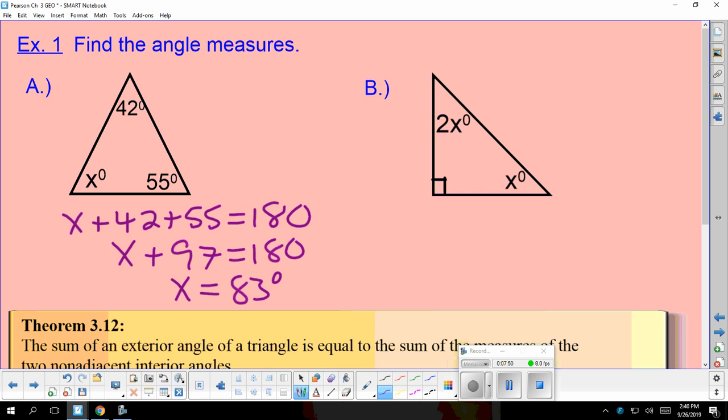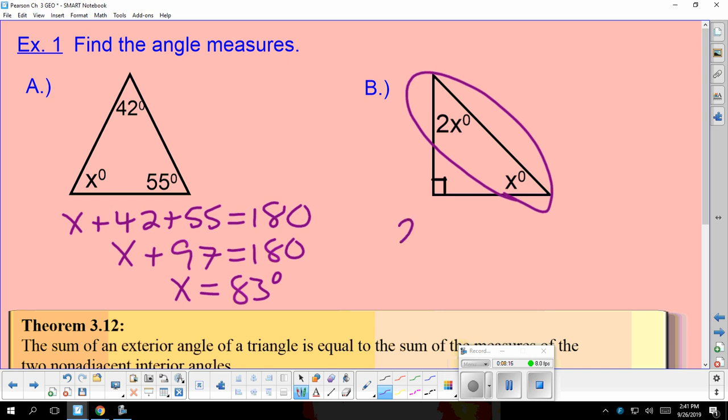Whenever I have a right triangle, what is the sum of the two acute angles in that right triangle? So I have a right triangle. I have two acute angles. So those always have to sum to equal 90. The acute angles in a right triangle are always complementary. Since one angle takes up 90, the other two have to sum to 90.